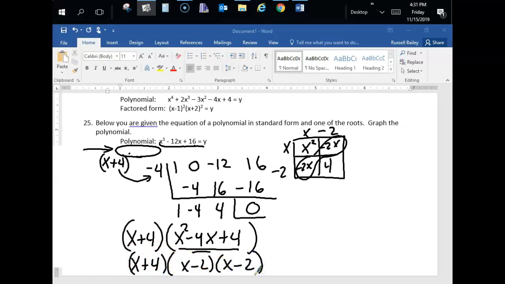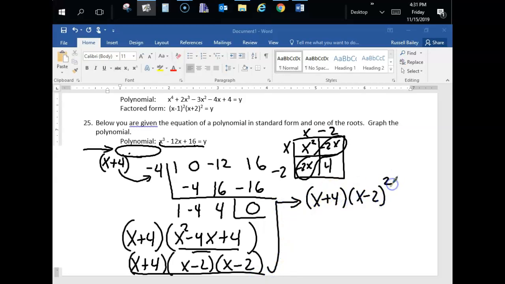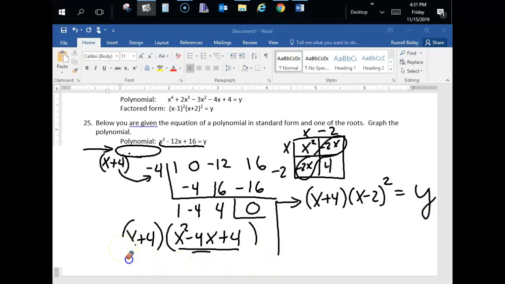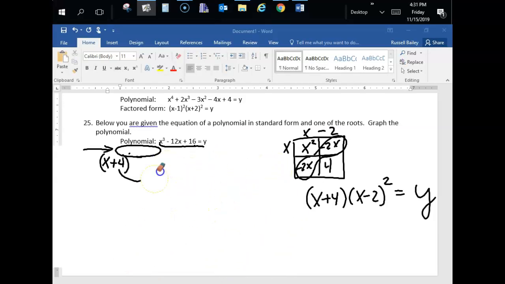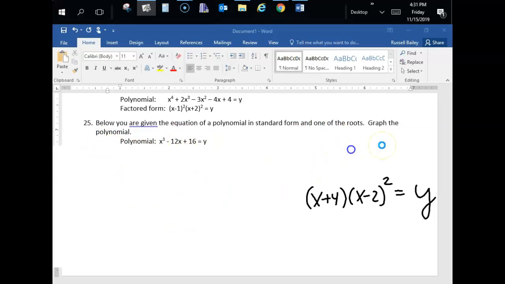Now since I have x minus 2 twice, I'm going to rewrite this a little bit. So we have x plus 4, and we have x minus 2 squared. And now after we do all that fun factoring, then we get to do exactly what we did in the problem before this, which is where you're going to find your roots, find your y-intercept, find your end behavior, and then graph it.